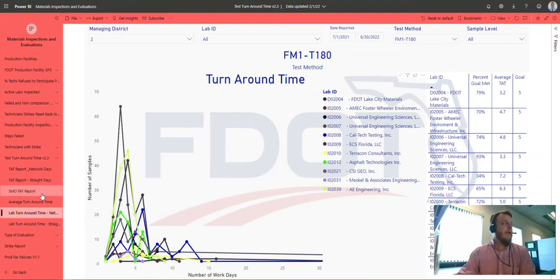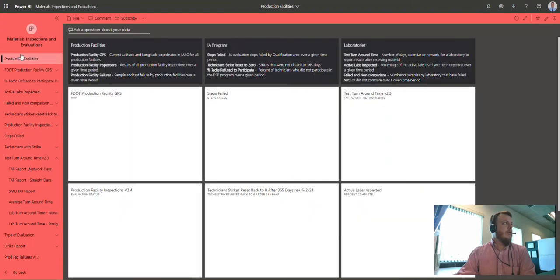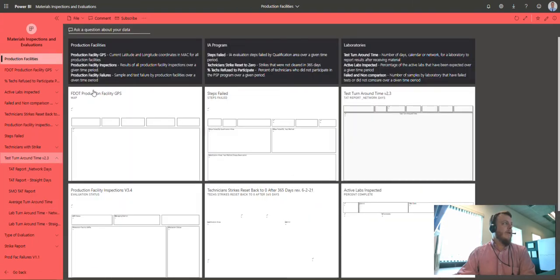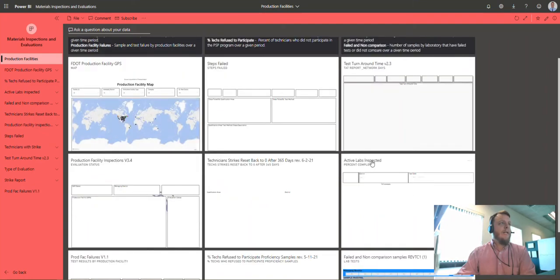So test turnaround time is there. And again, there are a number of tabs within that report to evaluate. And we've tried to give as many options to filter down to look at the specifics as you can. So again, click on the production facility at the top, and that takes us back to the dashboard. We can close that. Our next report is active labs inspected.